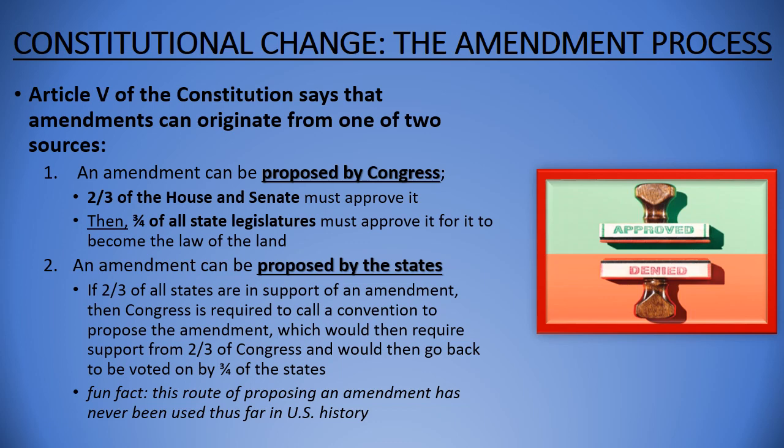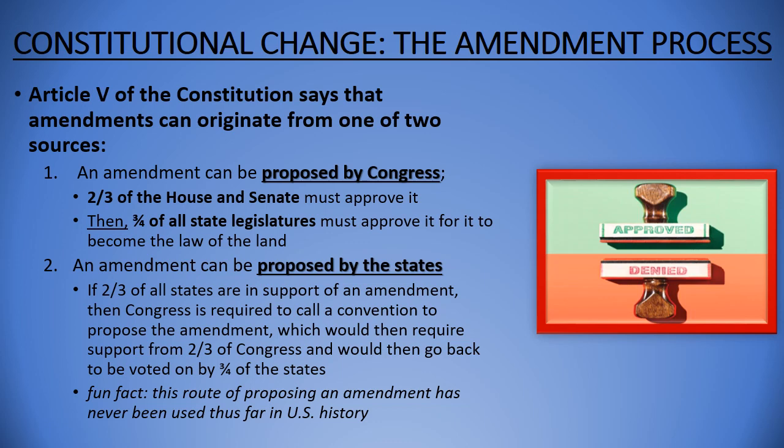So an amendment can be proposed in two different ways. And possibly passed. So an amendment can first be proposed by the Congress and the legislative branch. If this happens, 2/3 of the House and 2/3 of the Senate must approve of the amendment. And if that happens, then it will be sent to all of the state legislatures, who also have to vote on it. And if 3/4 of those legislatures approve, then it becomes official law. An amendment to the Constitution.